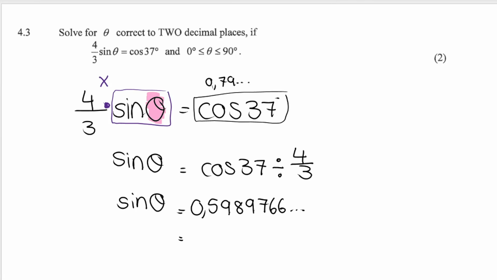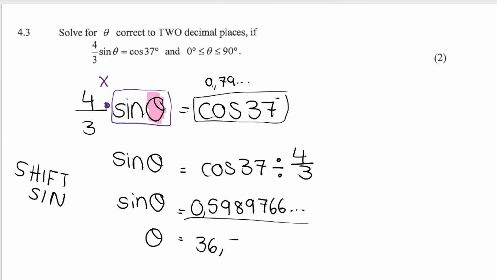When we are looking for theta, so we've got sin theta, when we want to get theta by itself, that's when we need to shift sin. So we shift sin and type in whatever's on the right-hand side, that whole long number, and we get theta is equal to 36.7966. That is basically 36.8 degrees.